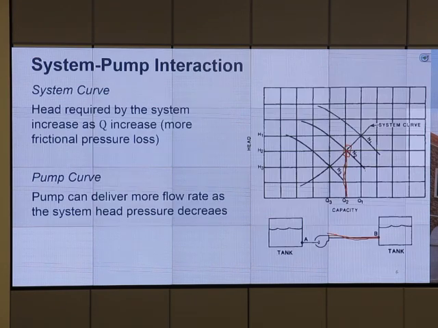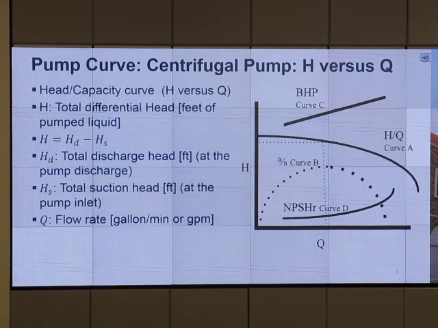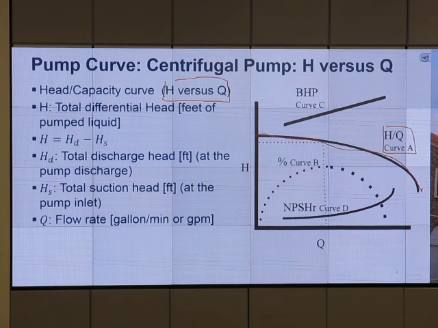Now there's something else to look at. Head or capacity curve, H versus Q. You already have that, right? The line above, curve A, is head versus capacity. The next one is the total differential head, in feet of pumped liquid. That's my total head. That H is that value.